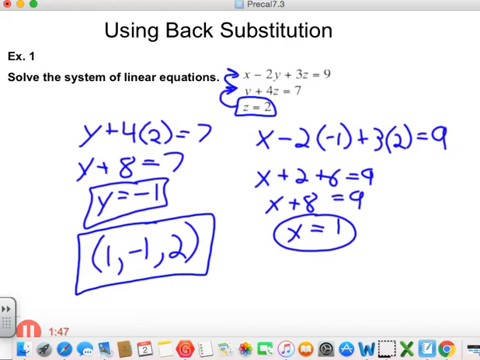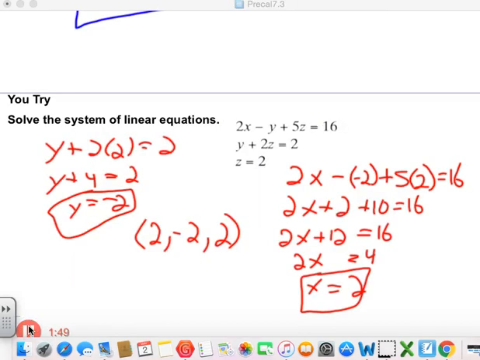All right, you guys try the next one. We'll go. So right here, you can see your answer is 2, -2, 2. I feel pretty confident that most of you probably got that. If you did, let me know, and I'll explain it. But there's the work if you want to look through it and see how you got those answers.